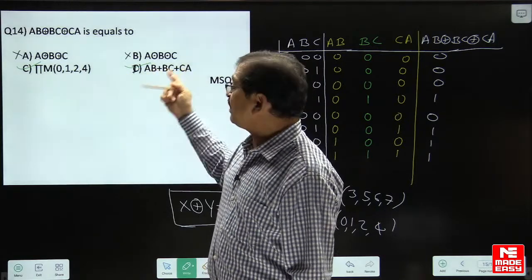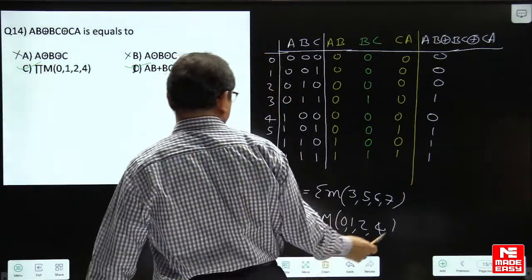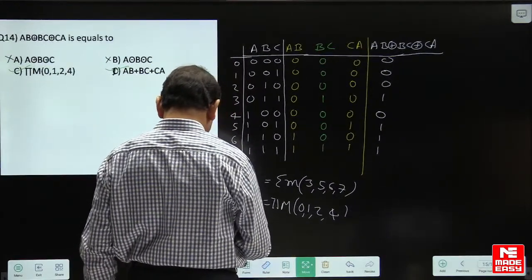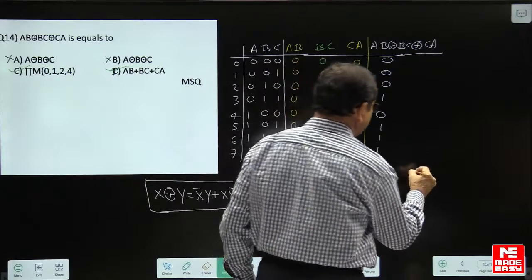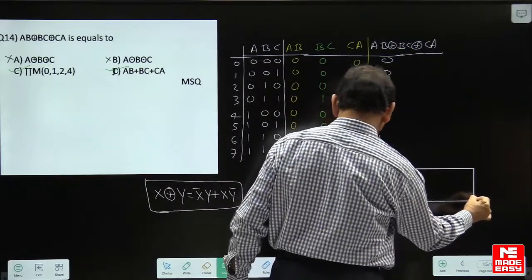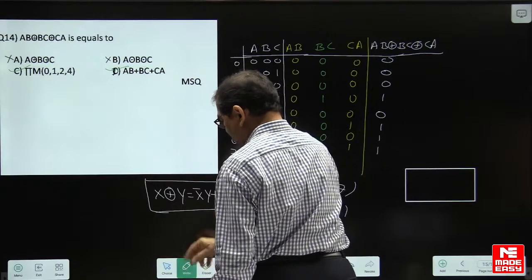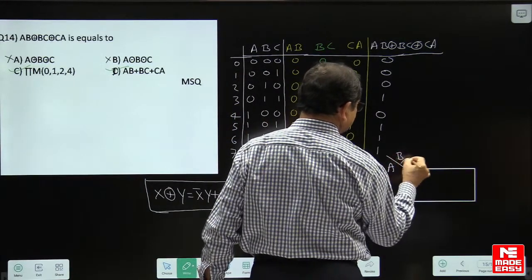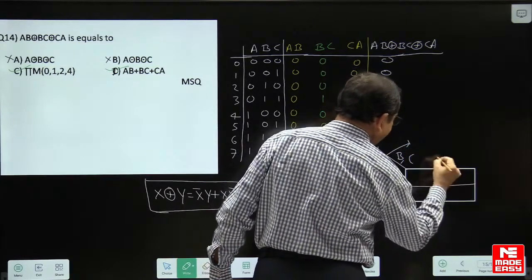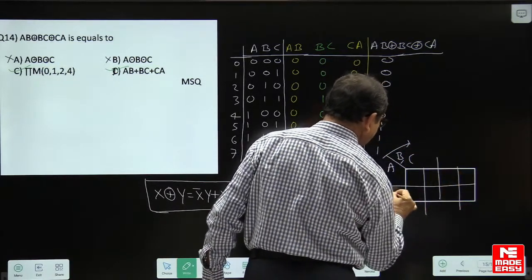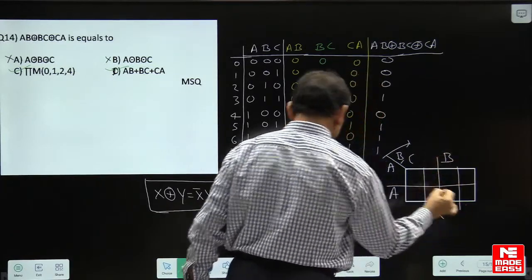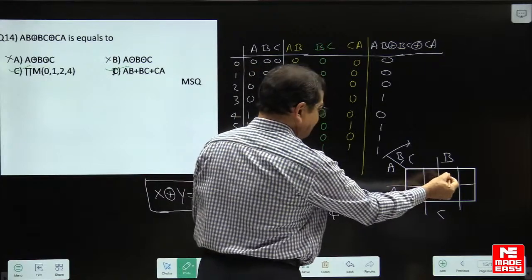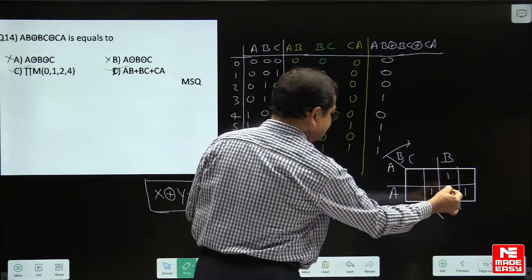So what is left? D. To identify D, we need to use a K-map of 3 variables. So by using a 3-variable K-map, you have to work it out. A, B, C. For the SOP expression, you have to refer to the minterms: 3, 5, 6 and 7.